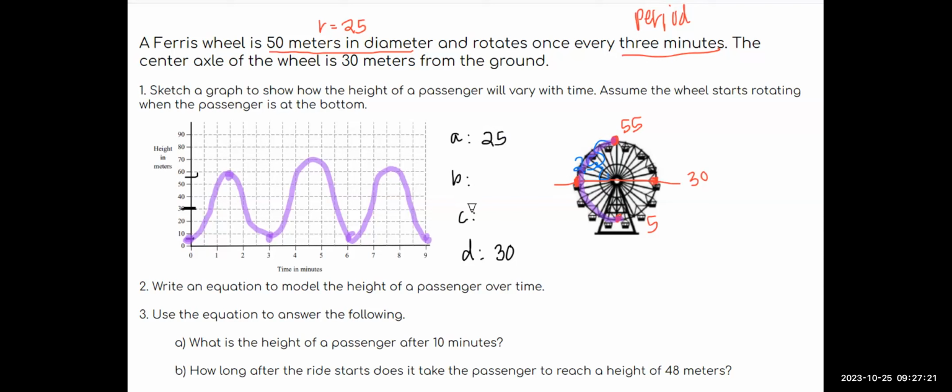All right, for B, remember there's a formula for B that we need to know. 2 pi divided by the period. So 2 pi divided by 3. That's B. We're not going to do a phase shift. We're just going to start right here at the y-axis. Which type of equation should we write for this one, if it starts at the bottom?